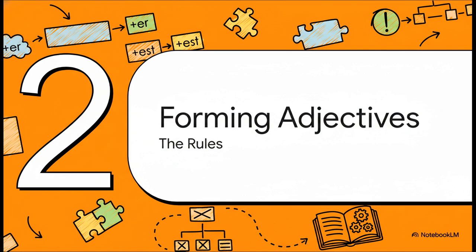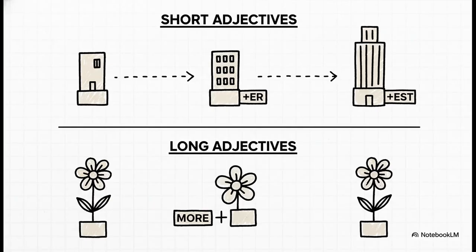All right, so now you know when to use each degree. But the next question is, how do we change an adjective into its comparative and superlative forms? Well, there are some simple rules for that. Let's learn them. The first rule is for short adjectives, like tall or small. For these, we simply add "er" to make the comparative and "est" for the superlative.